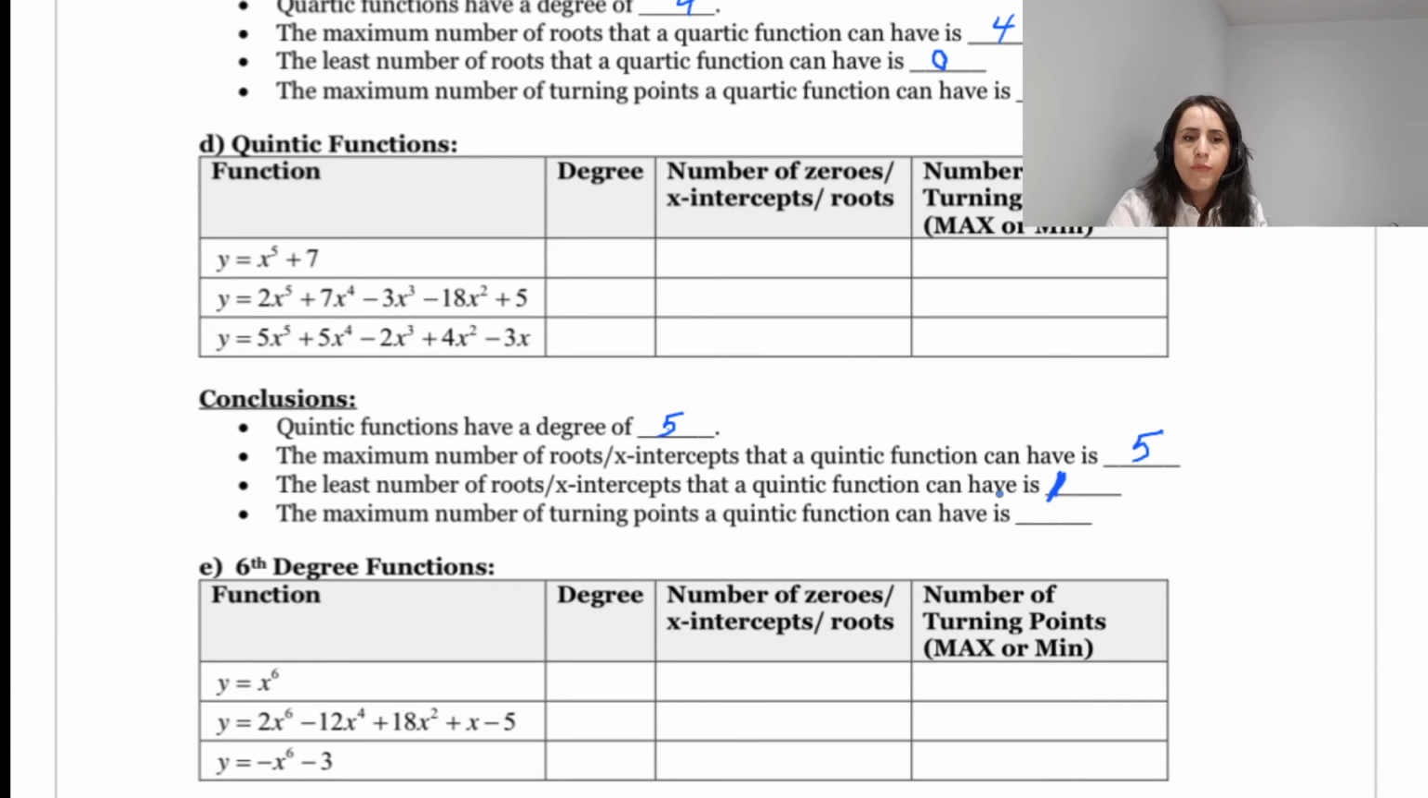Then the maximum number of turning points. Degree 5 has 4 turning points, always 1 less than the degree that we have. Oops, sorry. It looks like I just need to write it down again. 5, 5, 1, and 4.